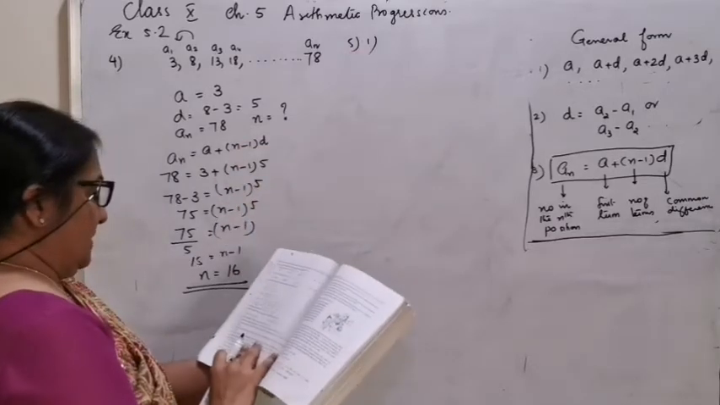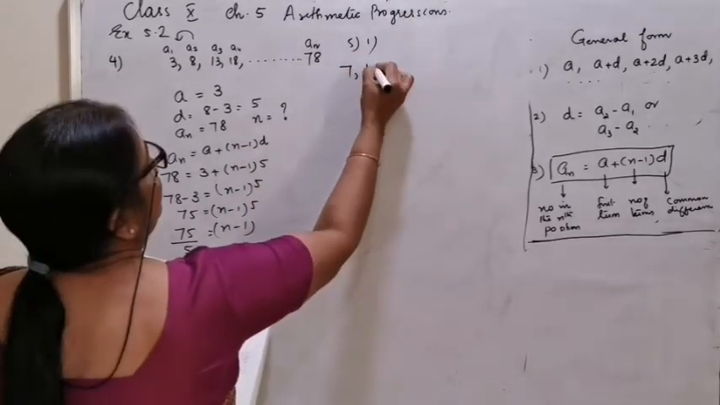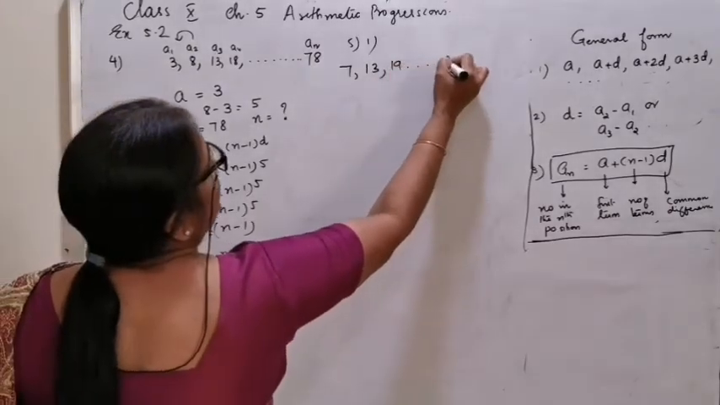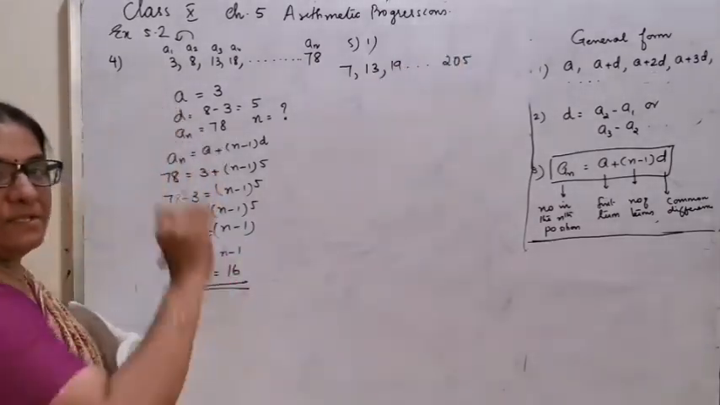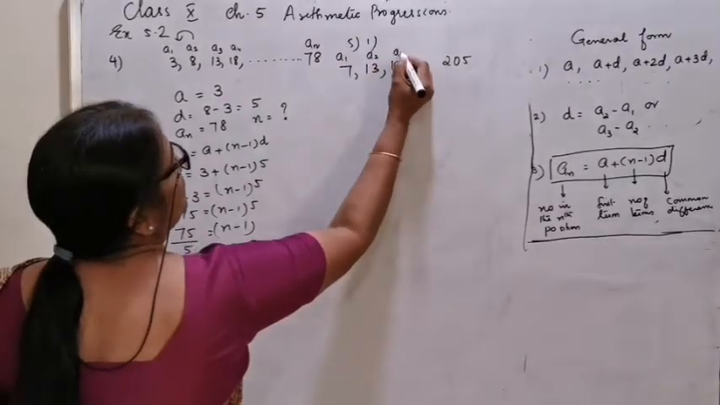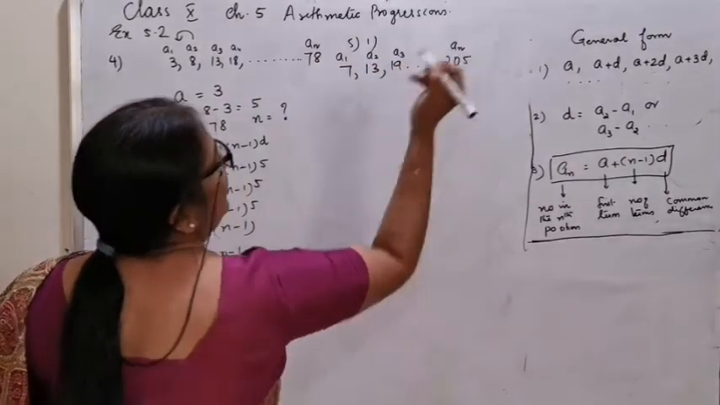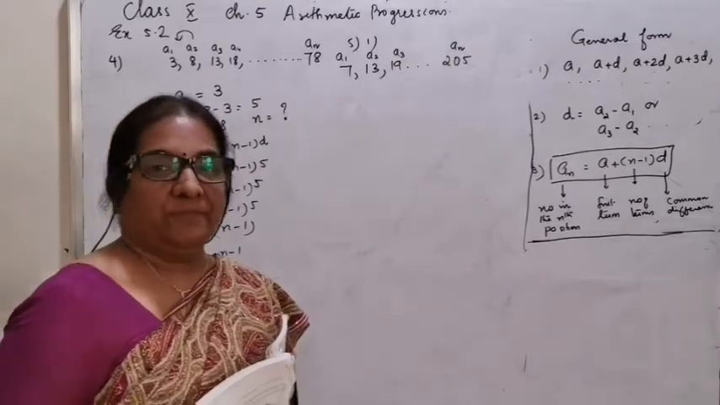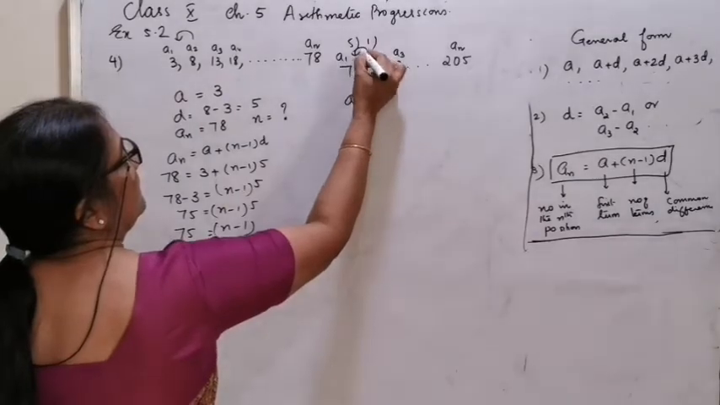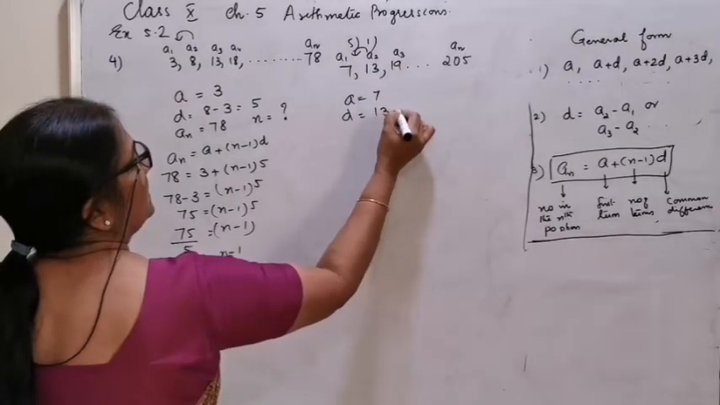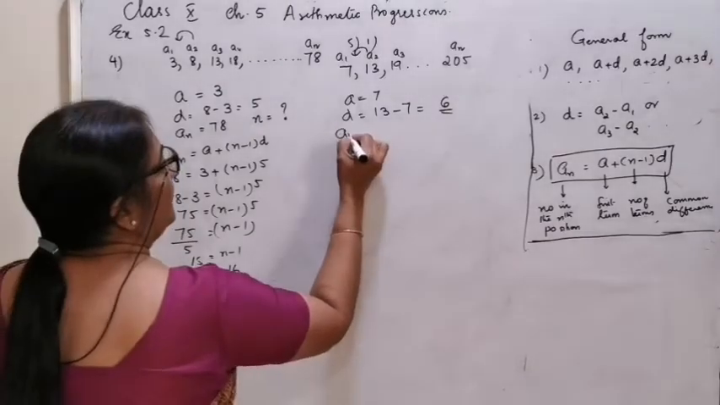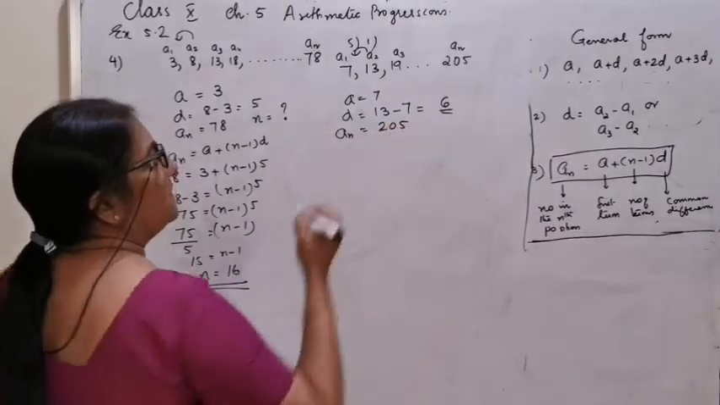First subdivision: 7, 13, 19, etc., 205. So once an AP is given to you, mark it as A1, A2, A3, etc., AN. You don't know which position it is. So A is equal to 7, D is equal to 13 minus 7, which is equal to 6. AN is equal to 205.